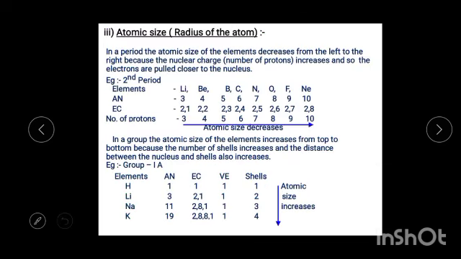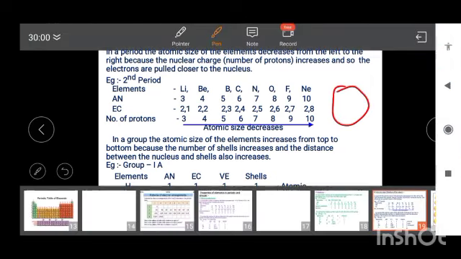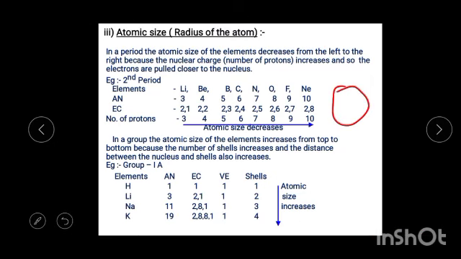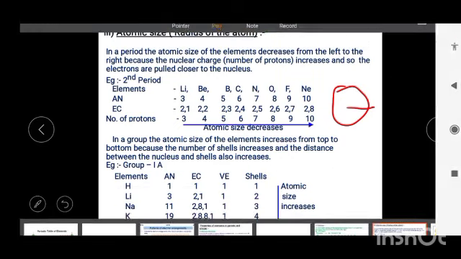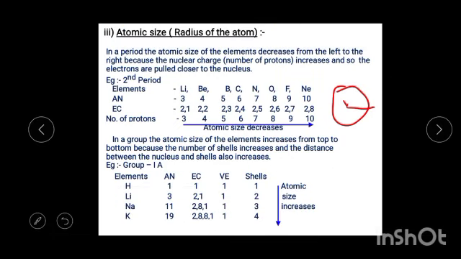Then atomic size. What do you mean by the atomic size? Atomic size means the size of an atom. How can we determine the size of an atom? We can define the size of an atom as the distance from the nucleus, we know the nucleus is in the center of an atom. It is the distance between the center to the outermost shell of an atom.